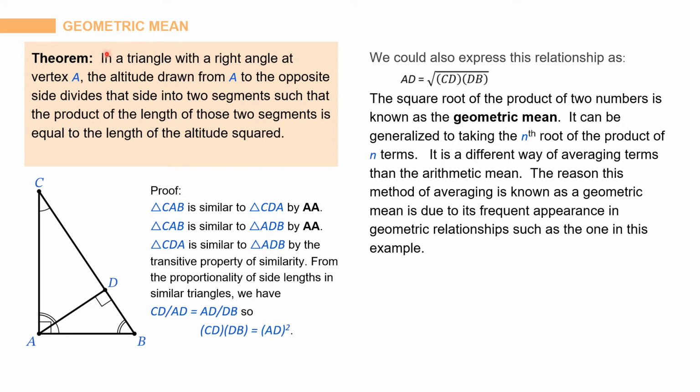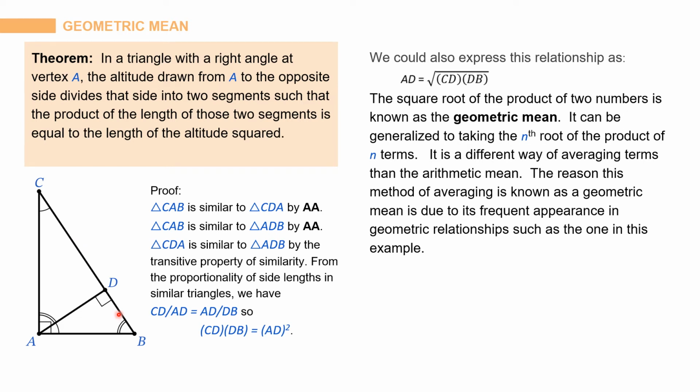We're going to get to that, but first let's look at this theorem related to right triangles. In a triangle with a right angle at vertex A, the altitude drawn from A to the opposite side, so that means this line A goes to point D, is perpendicular to line BC. This altitude divides the hypotenuse into two segments such that the product of the lengths of those two segments is equal to the length of the altitude squared. So this distance, AD squared, is equal to CD times DB.